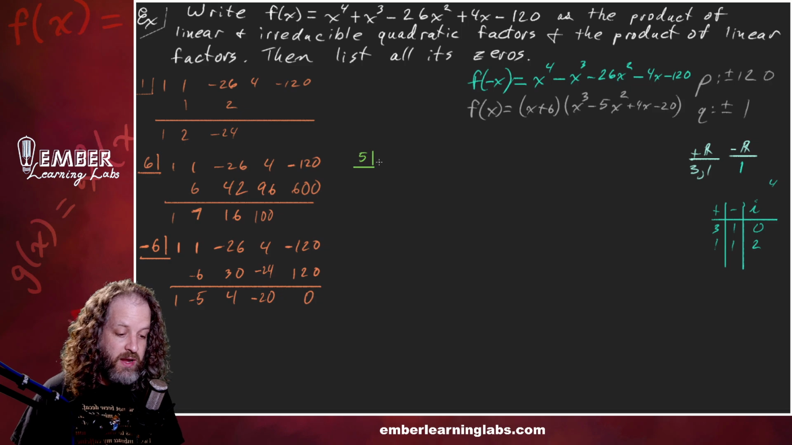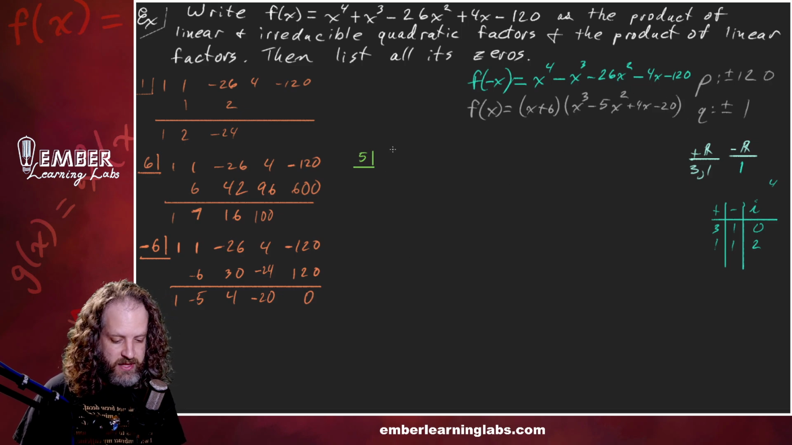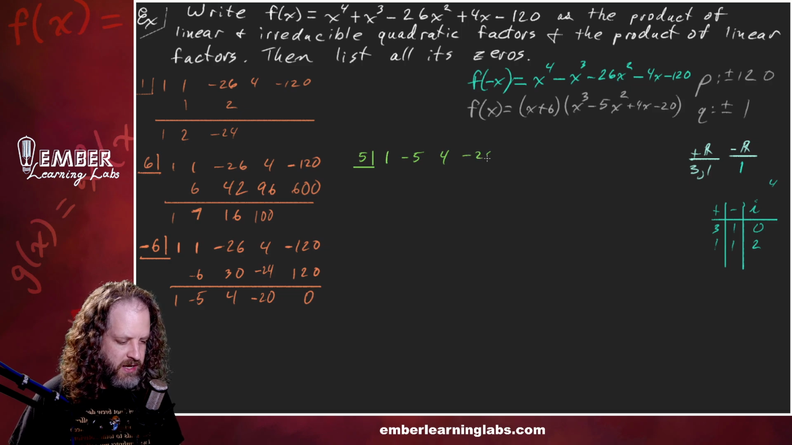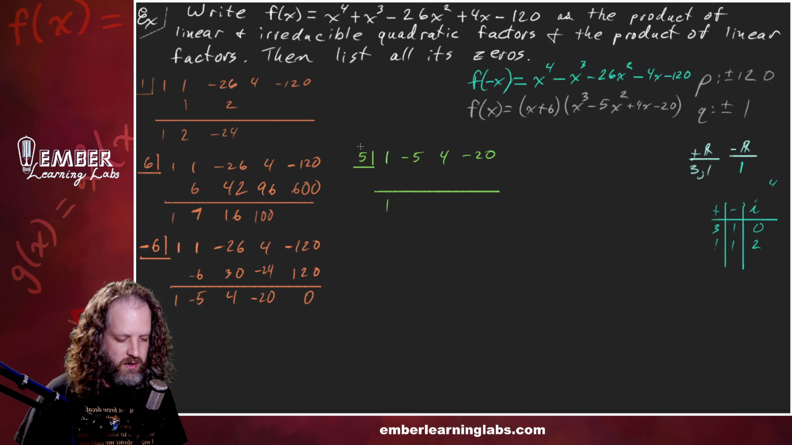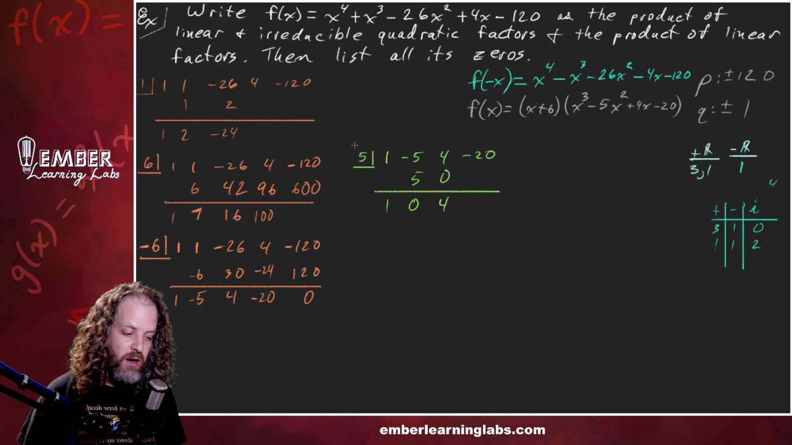Now remember that once we've found one, we can use the new coefficients of this new factorable thing, right? So we can do it with 1, negative 5, 4, negative 20. Right, easy peasy. Bring down the 1. 5 times 1 is 5. Ooh, that's nice. We like that because negative 5 plus 5 is 0. 5 times 0 is 0. 4 plus 0 is 4. 5 times 4 is 20.